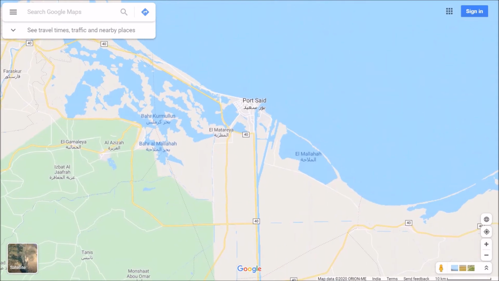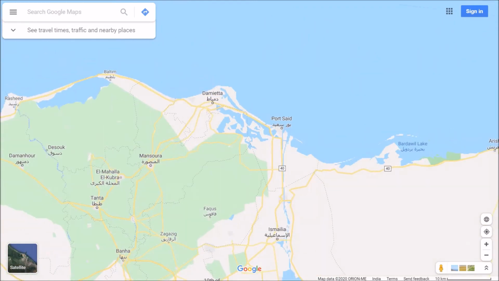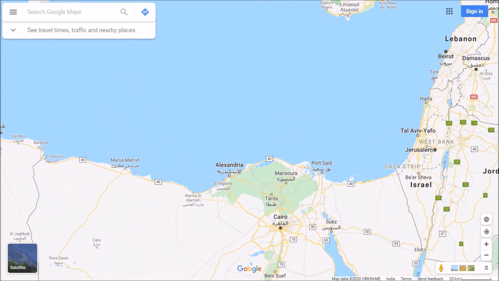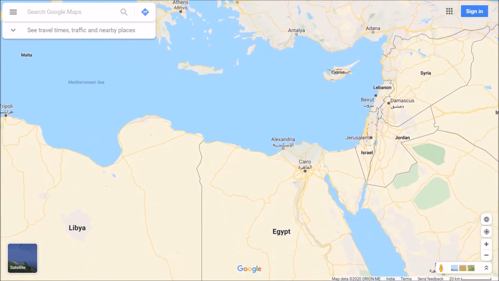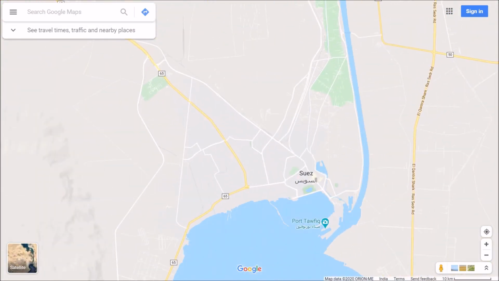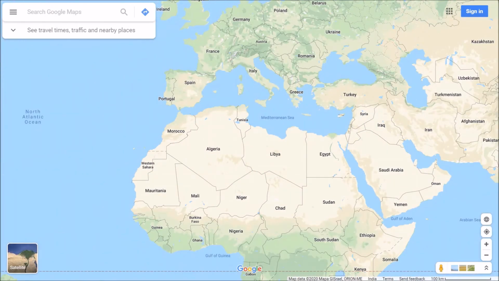Here goes the canal. And on the northern end, you have Port Said, which is a very important port and often asked in exams. It is on the Mediterranean side of the canal. And here on the southern end, we have Suez City. So you need to keep this in mind too.